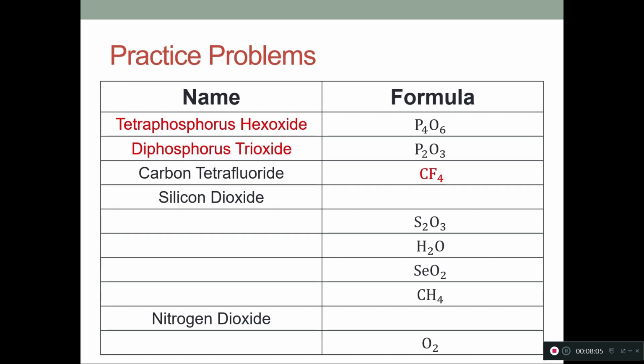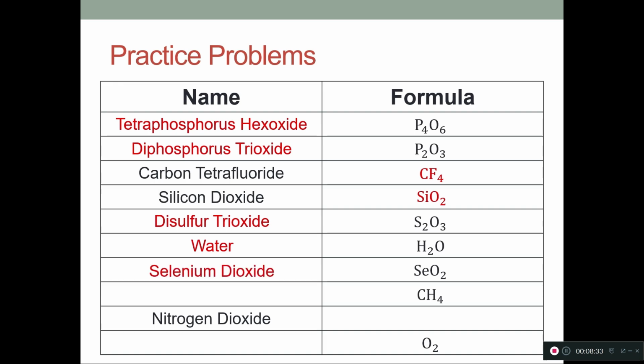The next one, silicon dioxide. We have 1 silicon, 2 oxygens, so just SiO2. The next one, we have S2O3, so 2 sulfurs, 3 oxygens, so that would be disulfur trioxide. The next one, H2O. This is one of the ones where we have to use the common name, so it's just water. The next one, we have 1 selenium, 2 oxygens, so it would just be selenium dioxide.